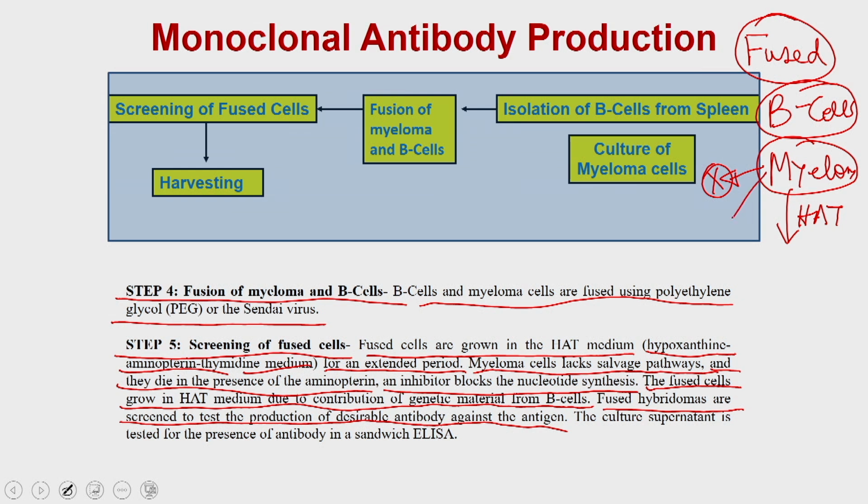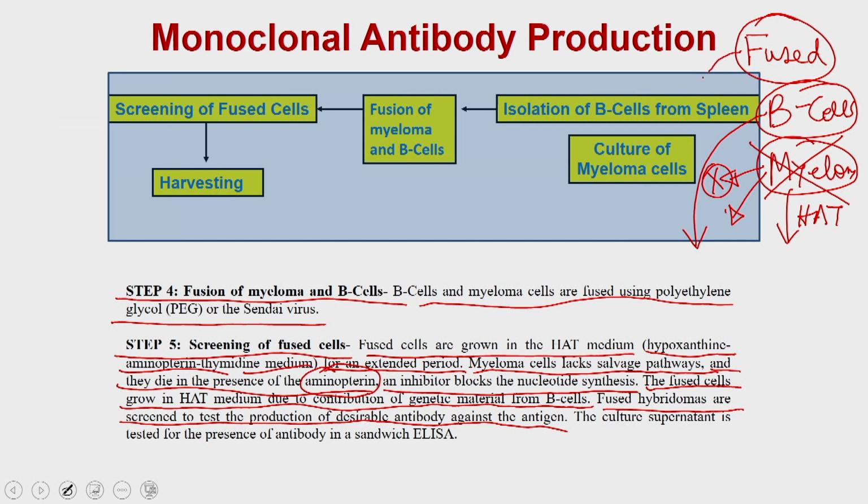What the myeloma cells can do is run the de novo nucleotide synthesis, and that you are going to block with the help of an inhibitor called aminopterin. Because of that, the myeloma cells are not going to survive if you kill the nucleotide synthesis with aminopterin. The B cells, which are the primary cells, anyway have a very short half life, so they are going to die in due course.